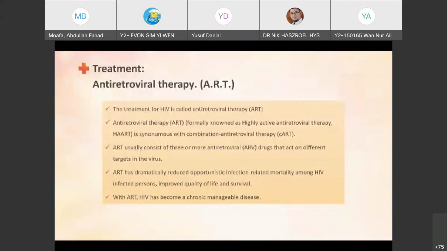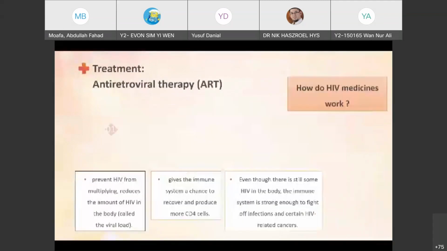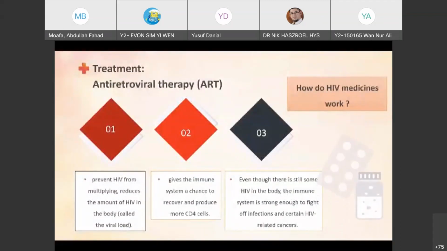But actually, ART cannot cure HIV, but it helps people with HIV to live longer, to have healthier lives, and ART can also reduce the risk of HIV transmission. How do HIV medicines work? The HIV medicines prevent HIV from multiplying, which reduces the amount of HIV in the body. That is called the viral load. By having less HIV in the body, the immune system has a chance to recover and produce more CD4 cells. Even though there is still some HIV in the body, the immune system is strong enough to fight off infections and certain HIV-related cancers.